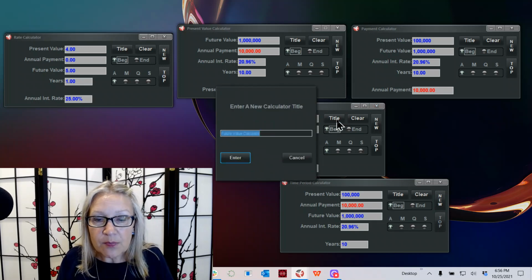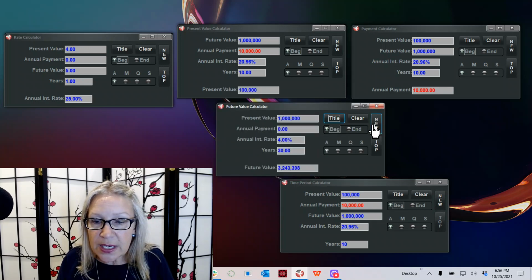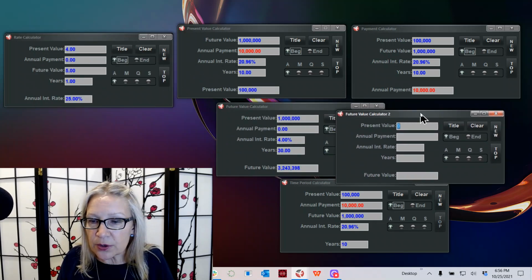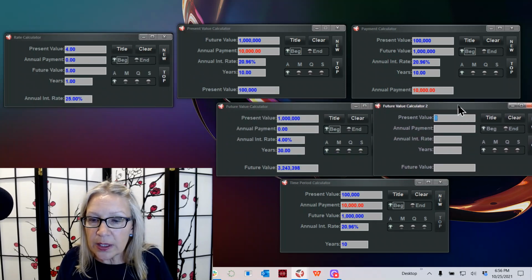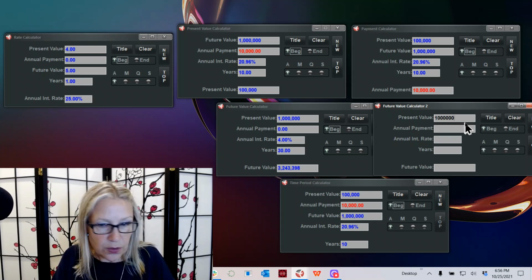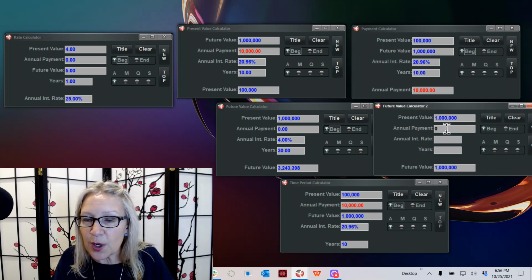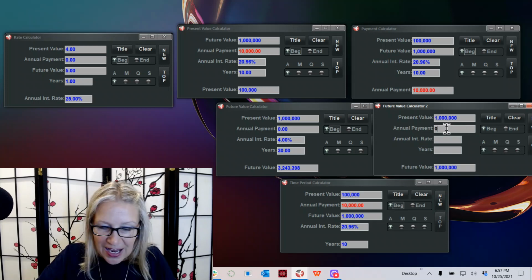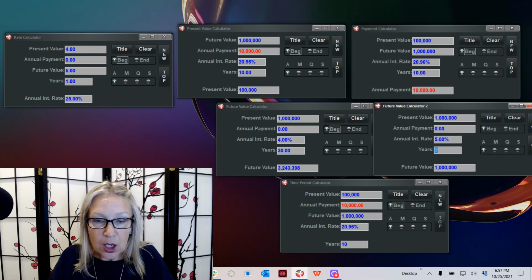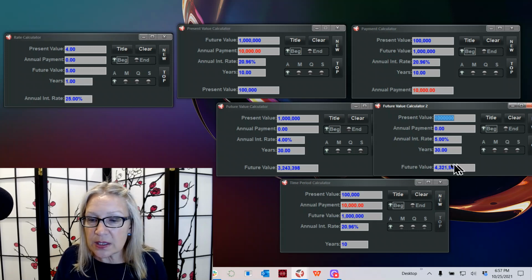What I need is another future value calculator, and we put in that same $1 million. On the screen, it's hard for me to tell. No payment, interest rate of 5 over that same 30-year period. We can see that that's $4 million.